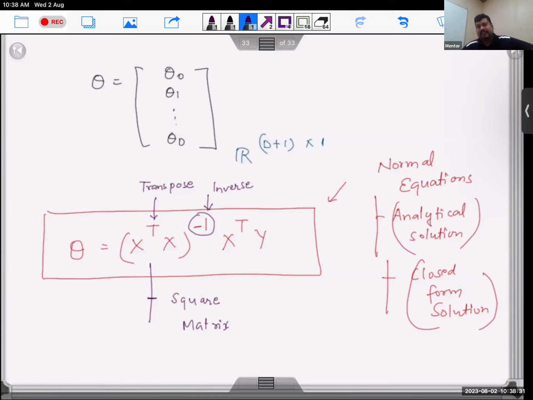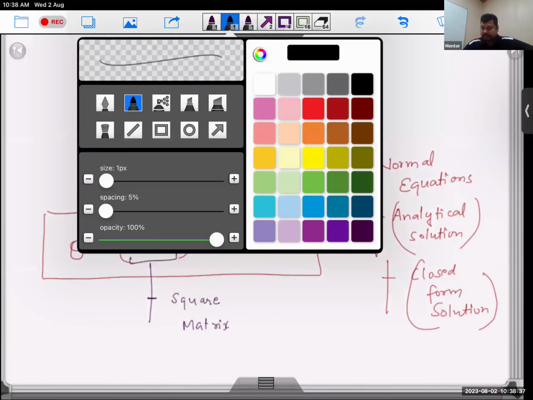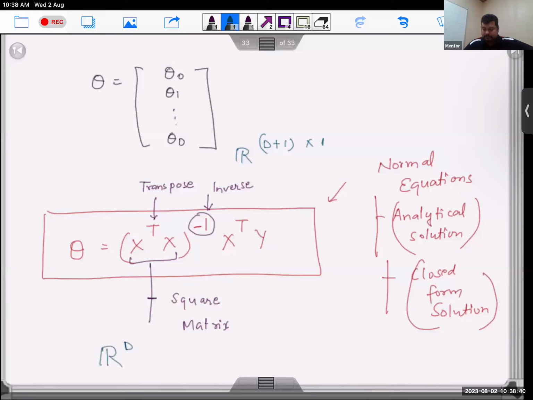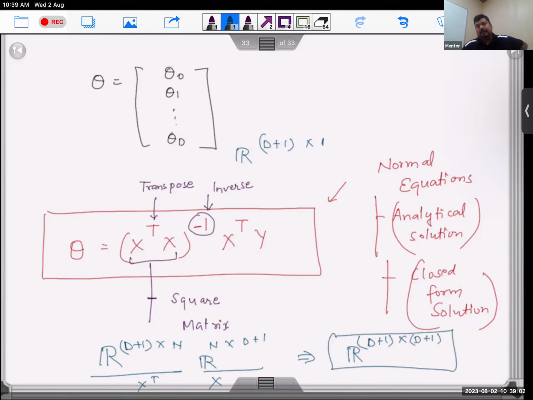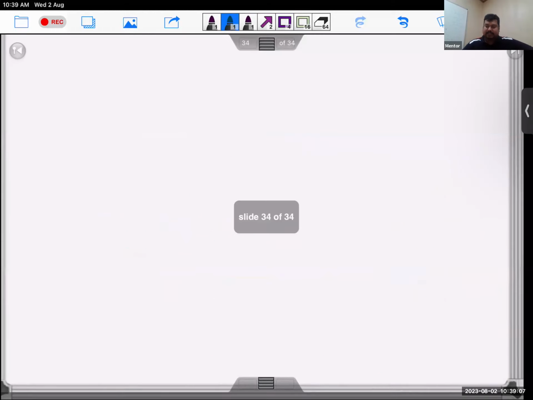What is the dimension of X transpose X? X transpose would be D plus 1 comma n. If you multiply with n comma D plus 1, what do you get? D plus 1 comma D plus 1. You can see that it's a square matrix, right? And you are taking the inverse of it. Inverse is actually a very expensive operation. I'm just letting you know, inverse is an expensive operation.